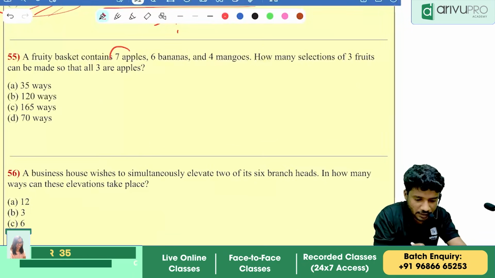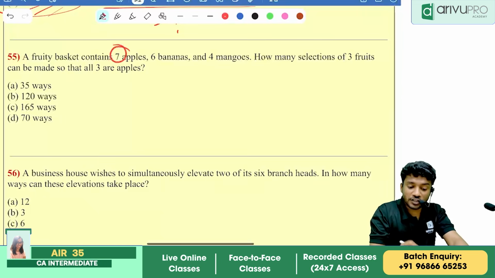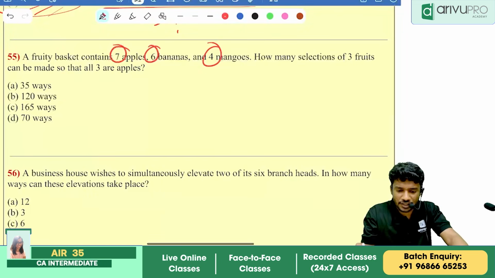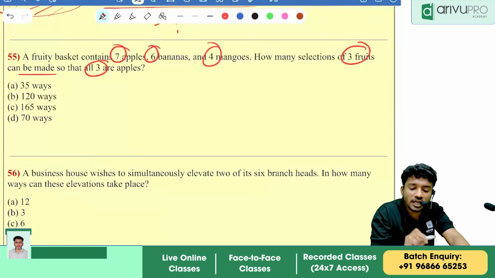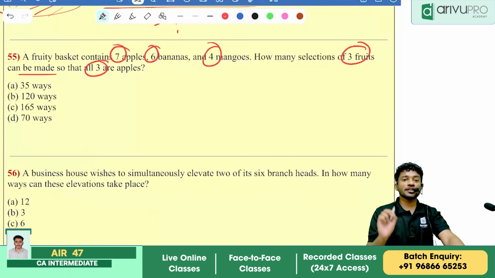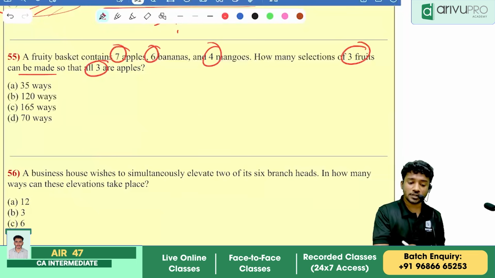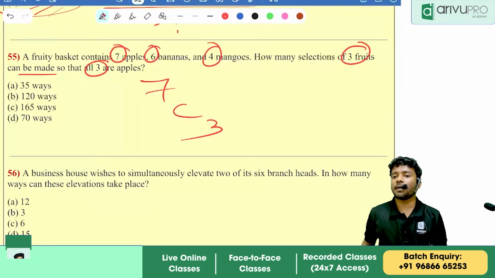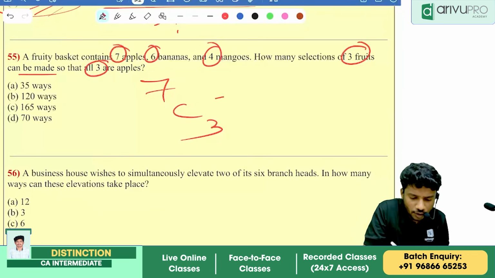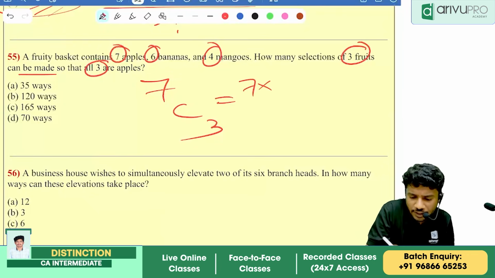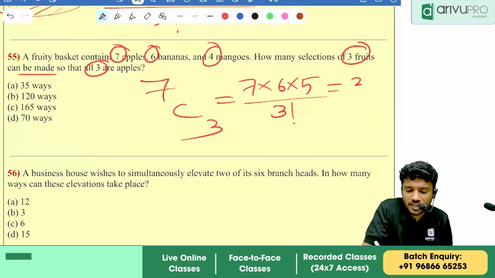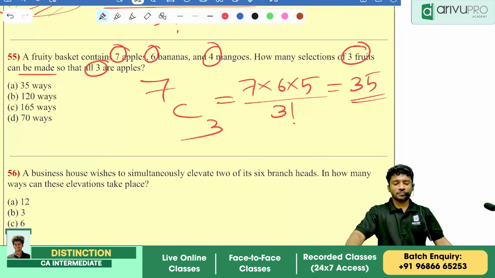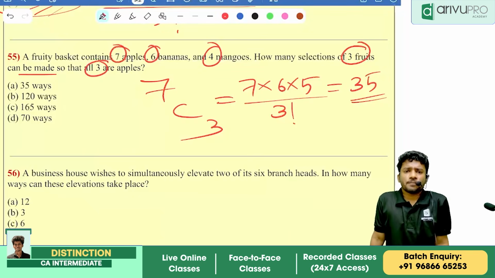Then a fruity basket, 7 apples, 6 bananas, 4 mangoes are there. How many selections of 3 fruits can be made so that 3 are apples? I need to choose 3 apples from apples. So 7 apples are there. From 7 apples, I am choosing 3 apples. What is the answer? 7 into 6 into 5 divided by 3 factorial. How much is the answer? 35 is the answer.